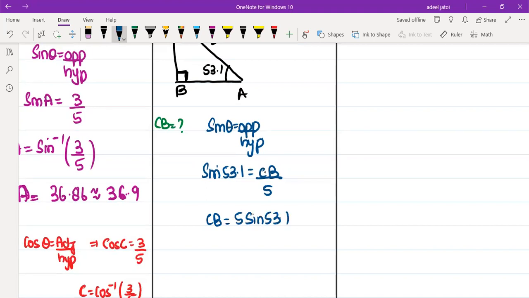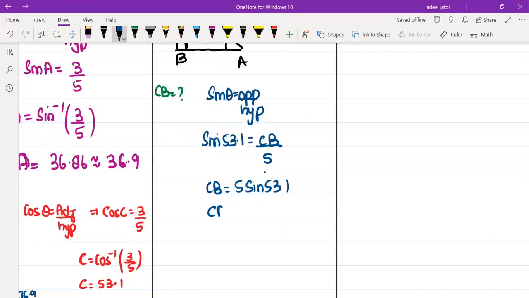53.1. When we multiply sine 53.1 with 5, we have to solve sine 53.1 in the calculator and then multiply with 5. Your value for CB will be 4. That means the CB will become 4.